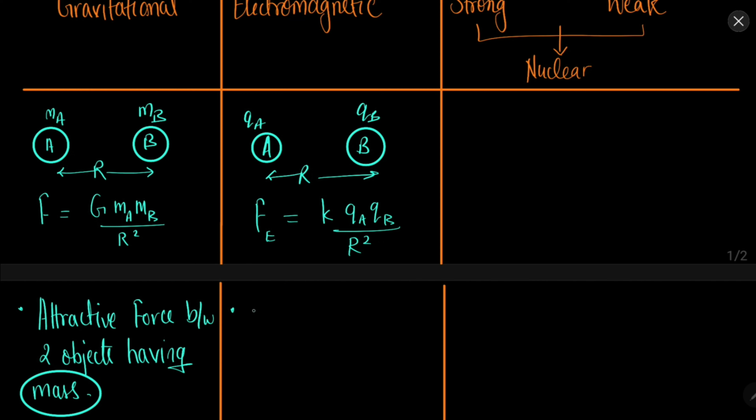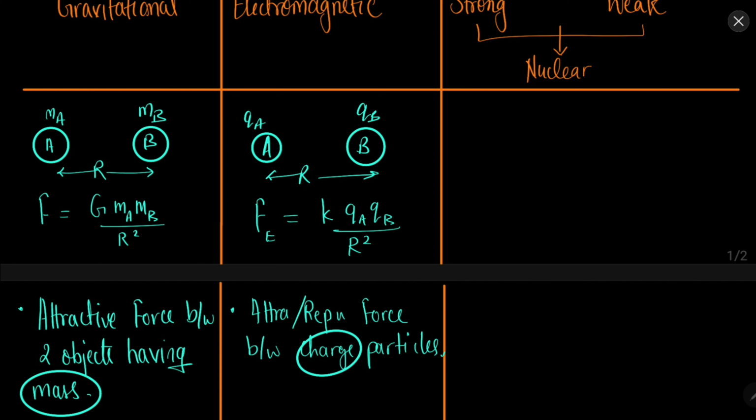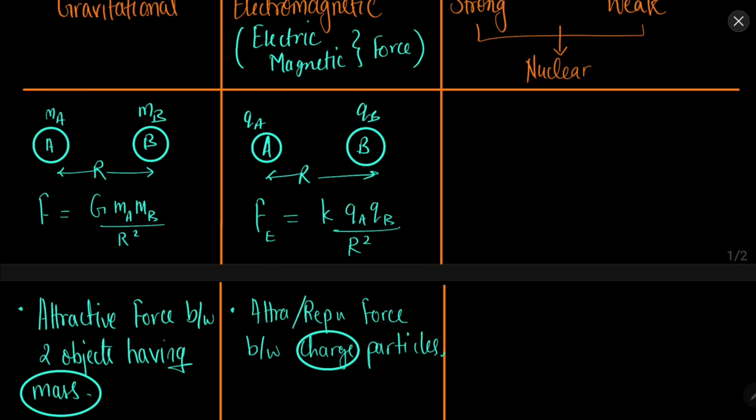The important thing is, this force can be attractive or repulsive. Attractive or repulsive force between charged particles is called the electromagnetic force. This is due to charge. Gravity is due to mass and electromagnetic force is due to charge. Electromagnetic force includes two forces: one is the electric force and another is the magnetic force. These two forces make up the electromagnetic force.